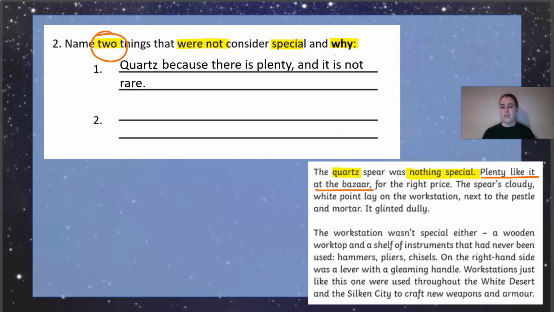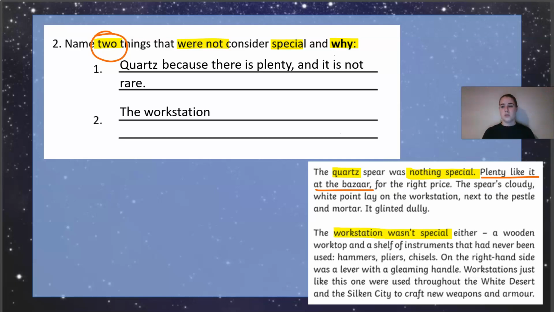cloudy, white point lay on the workstation. Next to the pestle and mortar, it glinted dully. Nothing there. The workstation wasn't special either. Okay. Now I've identified it wasn't special, but I still need to think, well, what is it that wasn't special? And it was the workstation. So now that's going to be part of my answer.